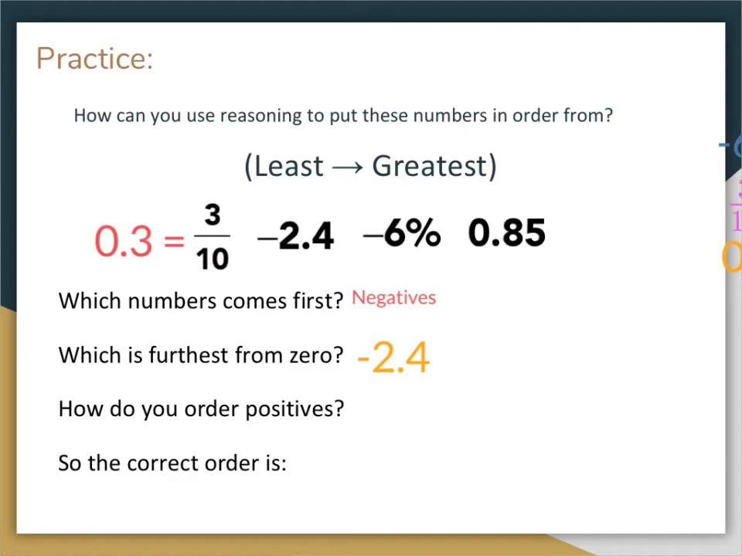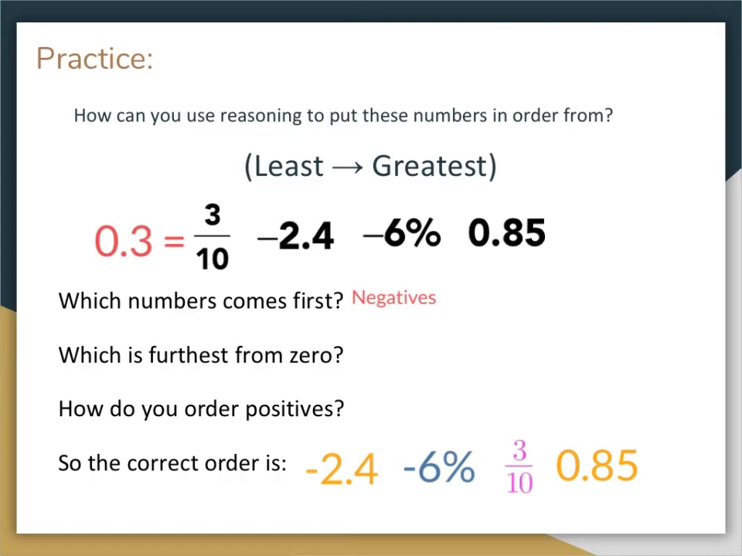So what's our correct order? I know that negative 2.4, being the furthest away from 0, is going to be the one that is going to be the smallest. Then I only have one other negative number, so I know that one's going to come next, the negative 6%. So then I just talked about how 3/10 is going to be smaller than 0.85, or you can look at it as getting a 30% is a lot worse than getting an 85% on something. So I know 3/10 is going to be next. And finally, I'm going to be finishing up with 0.85.